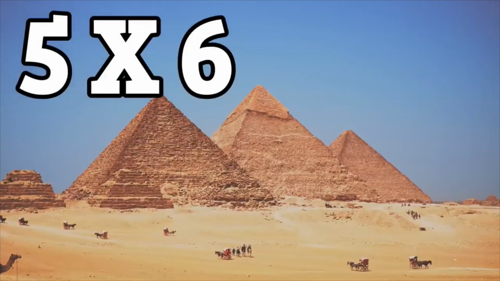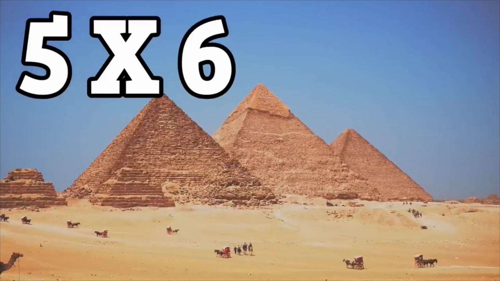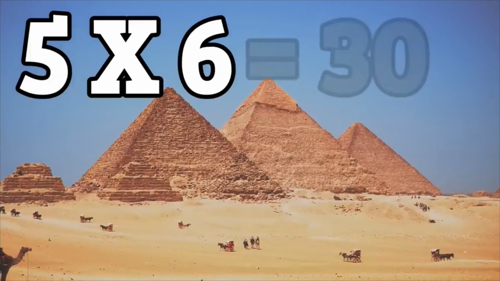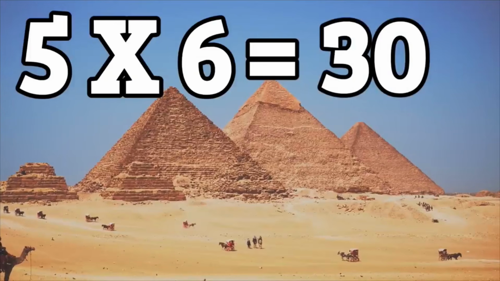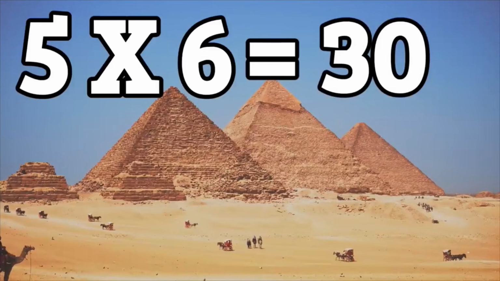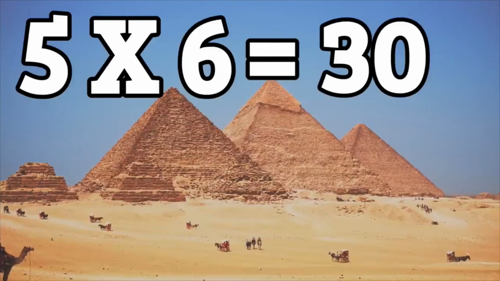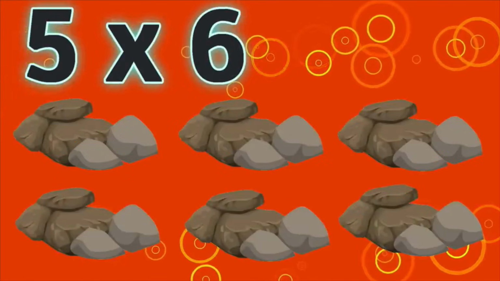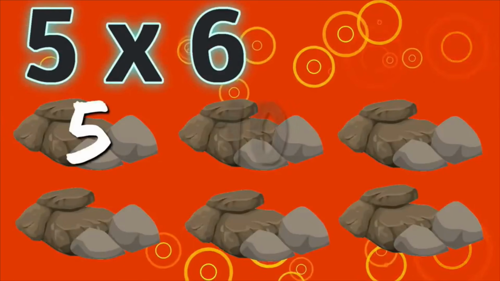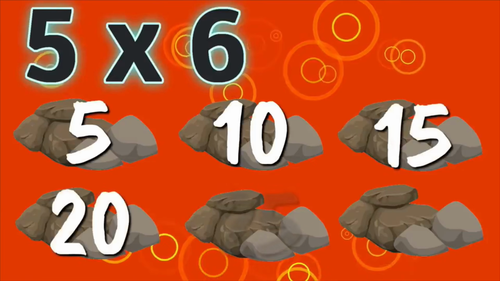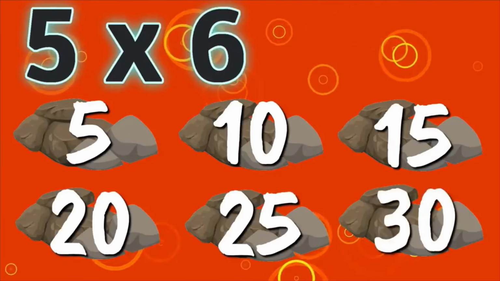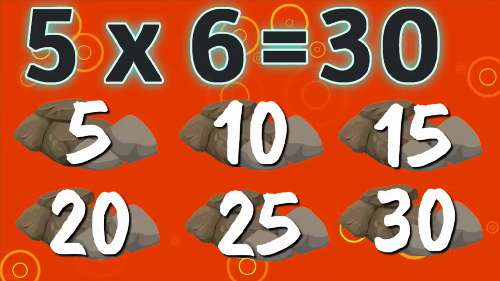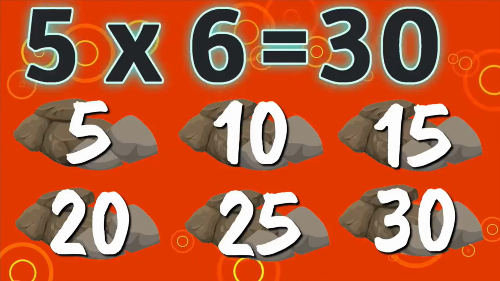Let's try 5 times 6. What is 5 times 6? 30. Very cool. 5 times 6 equals 30. This is a big answer, isn't it? 5 times 6 is the number 5 6 times. To double check this, we can count by 5s. 5, 10, 15, 20, 25, 30. 5 times 6 equals 30. Great job! 30 is the product, the answer to this multiplication problem.